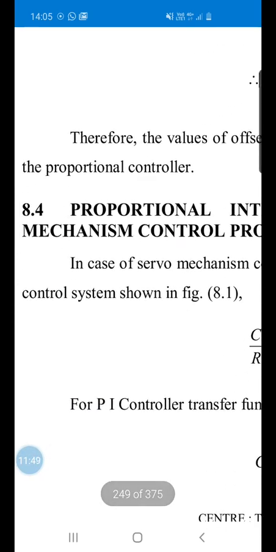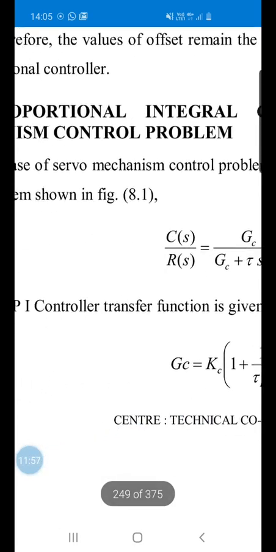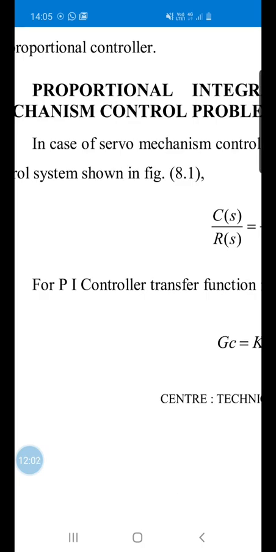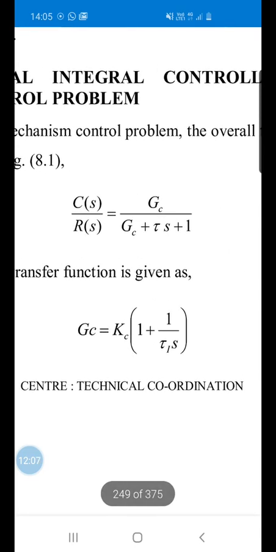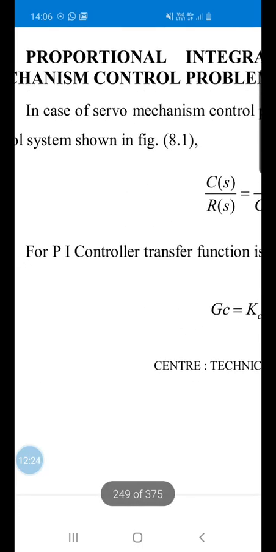Now the next derivation will be a proportional integral controller for the servo mechanism control problem. Again, only Gc will change, and the remaining unity feedback system will remain the same. So C(s)/R(s) is equal to Gc upon Gc plus tau s plus 1, where this is a proportional integral controller.